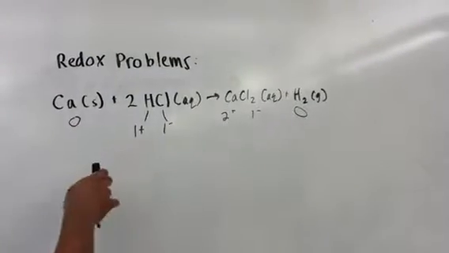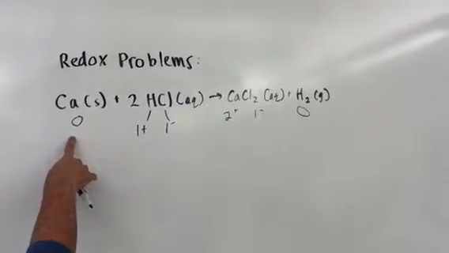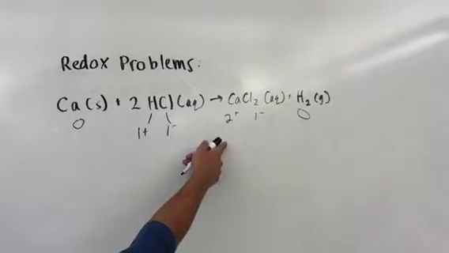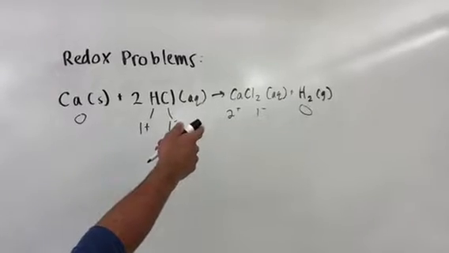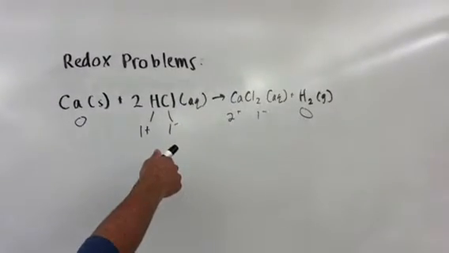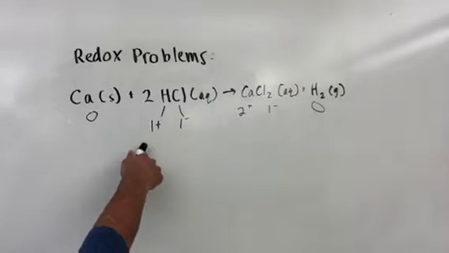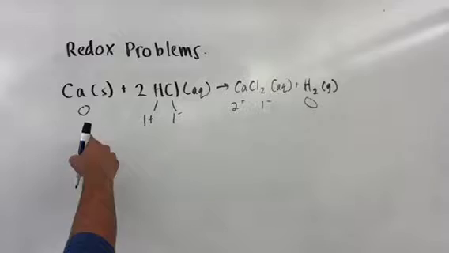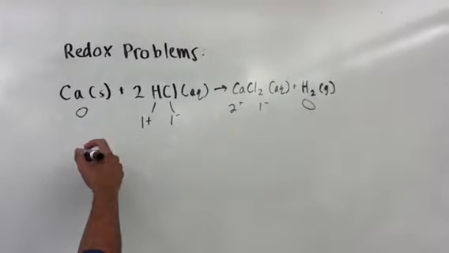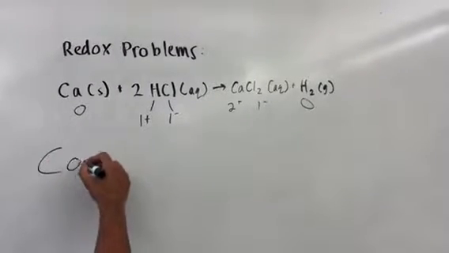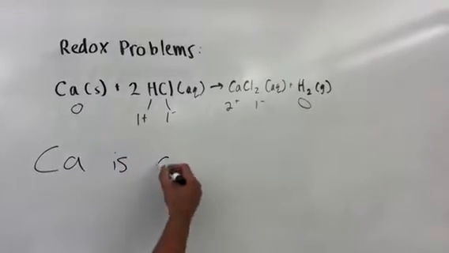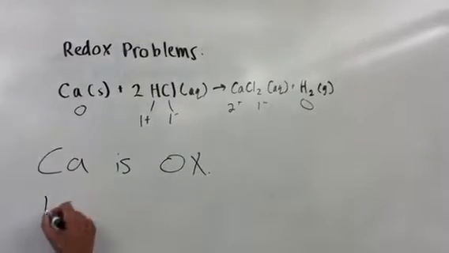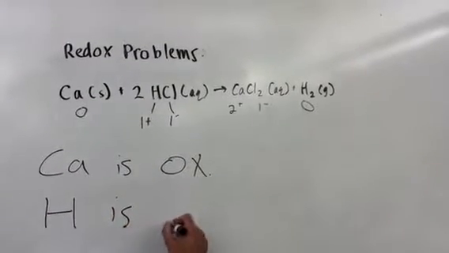So we can clearly see right over here, calcium is going from an oxidation number of 0 to 2. And we can also see that hydrogen is going from an oxidation number of 1 to 0. That means calcium is losing electrons, so it is being oxidized. Calcium is oxidized, and hydrogen is reduced.